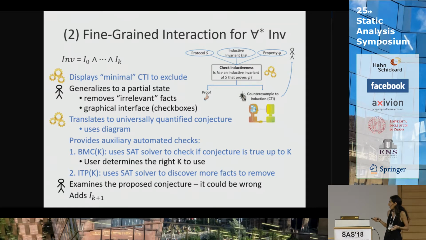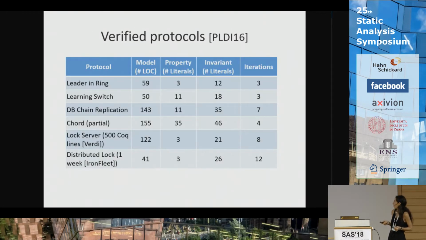And then the user eventually decides whether they want to keep this conjecture that was constructed together by the user and Ivy, and this will give us the next conjecture, and so on. Okay? So this is the second form of interaction, where in each iteration, instead of letting the user just write down the conjecture, we come up with a new conjecture together with the user, using a graphical interface.